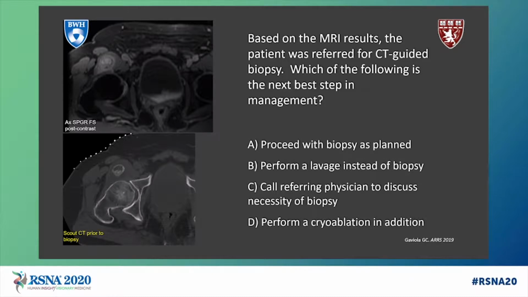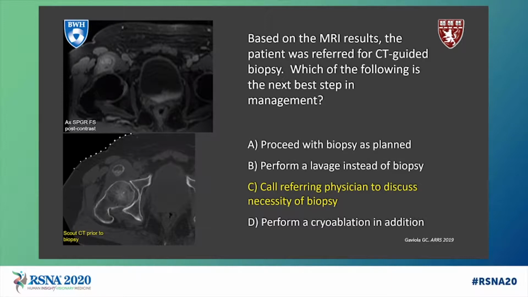In the images we see at the bottom, the scout CT images prior to biopsy. So based on the MRI results, the patient was referred for the biopsy. Which of the following is the next best step in management? Should we proceed with the biopsy as planned? Should we perform a lavage instead of biopsy? Should we call the referring physician to discuss the necessity of biopsy? Or should we perform a cryoablation in addition to the biopsy?